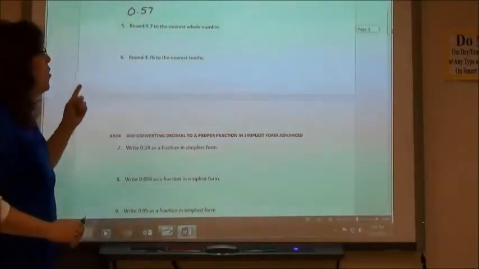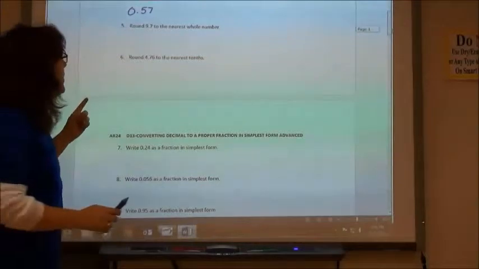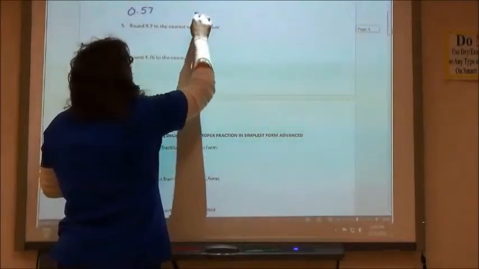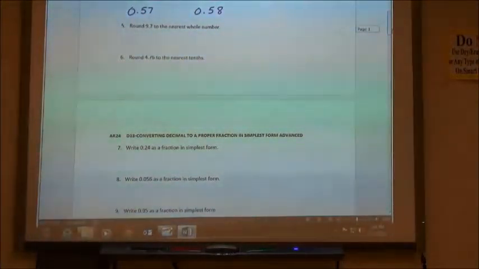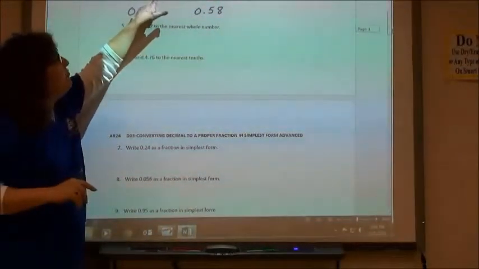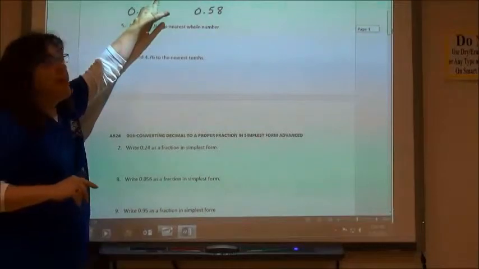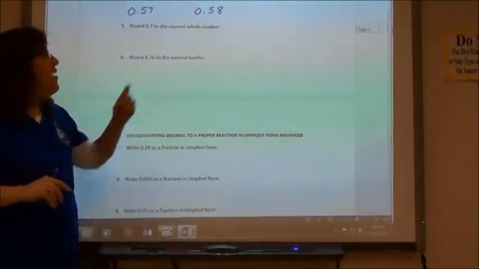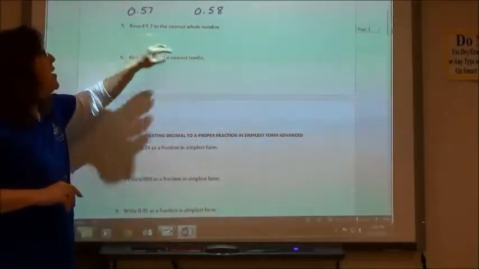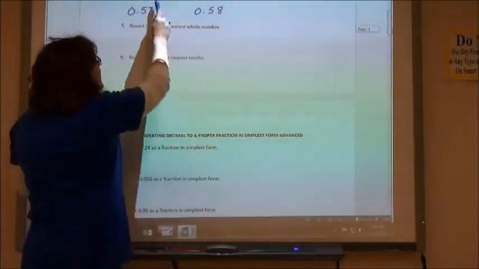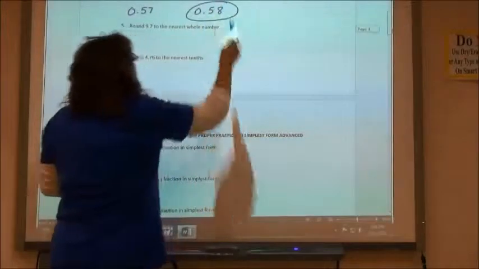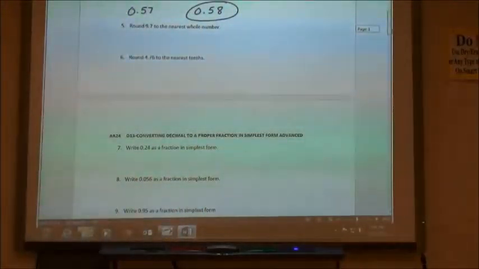or I might have to round it up by 1. If I round 57 up by 1, I'd have 58, so 0.58. What I'm going to do is look at the number after the hundredth spot, so this 8. If it is less than 5, I use the plain number. If it's more than 5, that's when I have to round it up by 1. In this case, 8's more than 5, so 0.58 would be rounding it to the nearest hundredth.